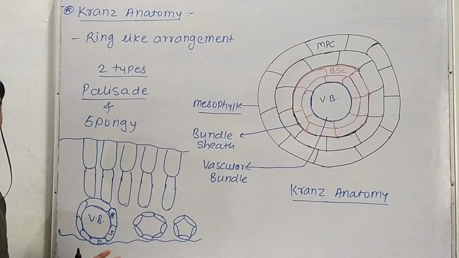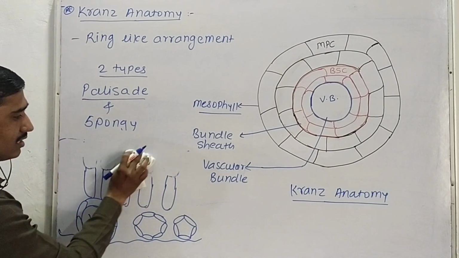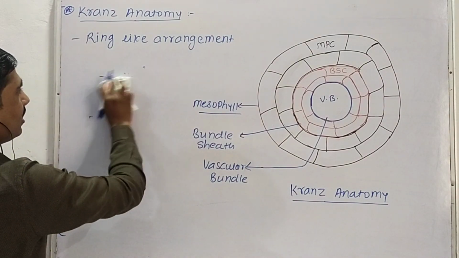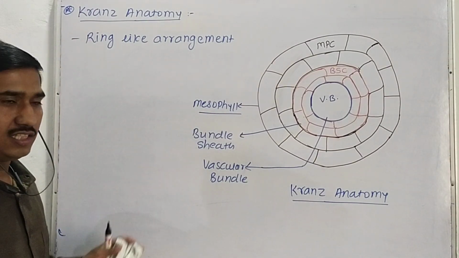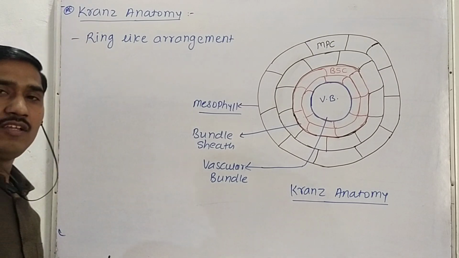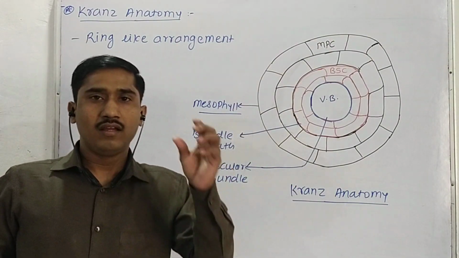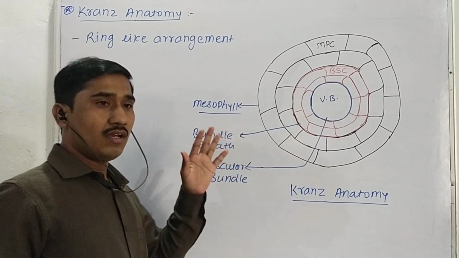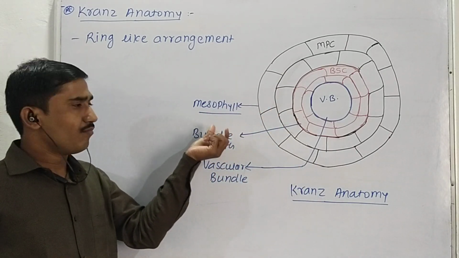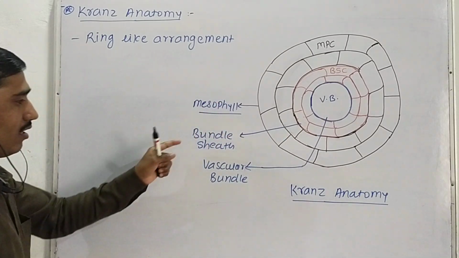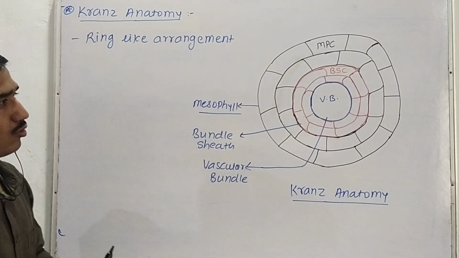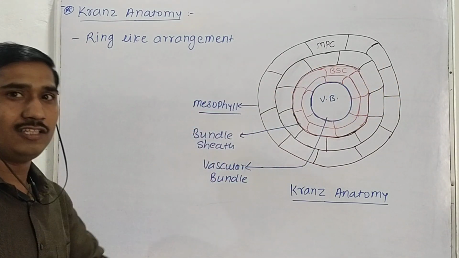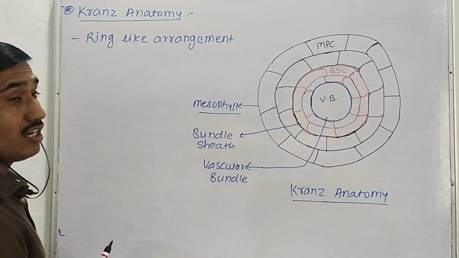Very simple. Now in Kranz anatomy, there are two types of cells, that is mesophyll and bundle sheath. Because in C3 plants or other plants, mesophyll cells are divided into palisade mesophyll and spongy mesophyll, but here there are only mesophyll cells. So in Kranz anatomy there is a structural difference in the mesophyll cell as well as the bundle sheath cell. So what is this structural difference?